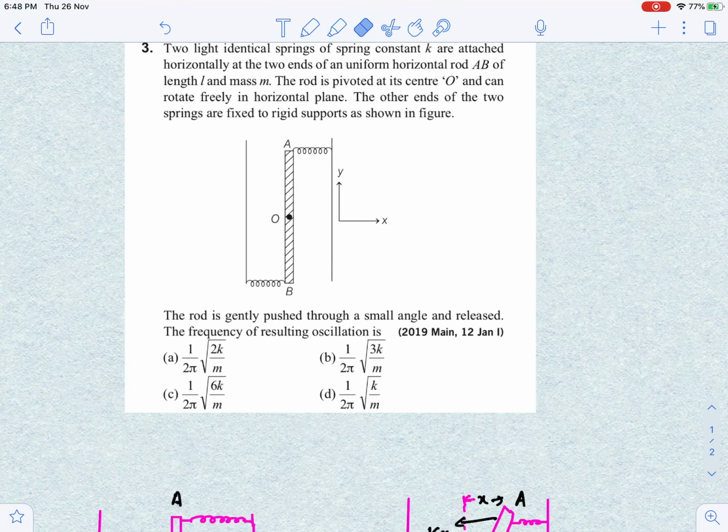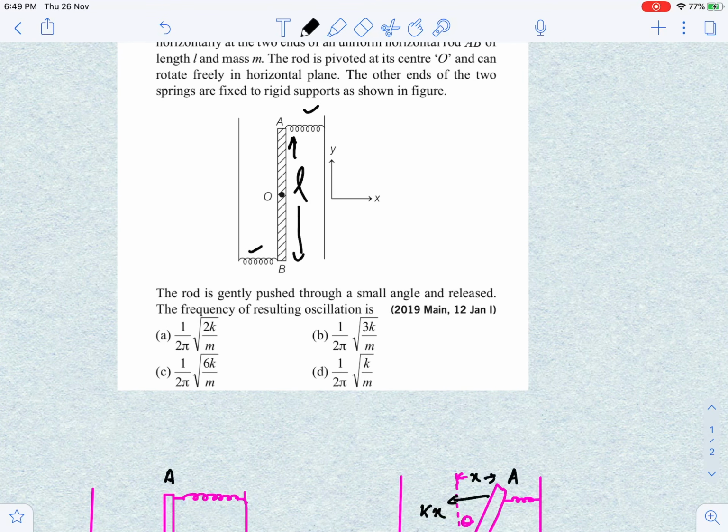So good evening everyone. In this question, two light identical springs, this spring and this spring, of spring constant K are attached horizontally to the two ends of a uniform rod AB. This rod AB has length L and mass M. The rod is pivoted at the center O and can rotate freely in a horizontal plane. The other ends of the two springs are fixed to rigid supports as shown in the figure.